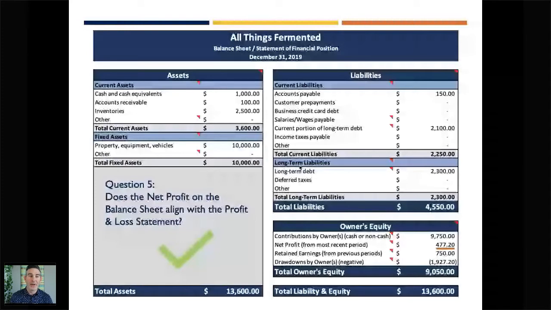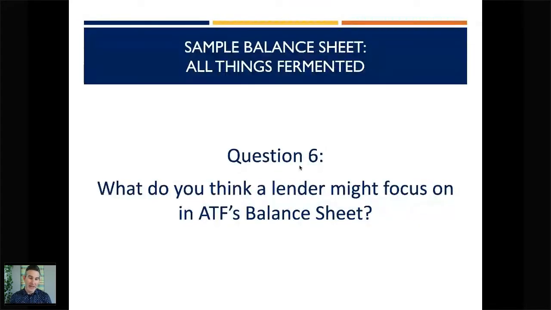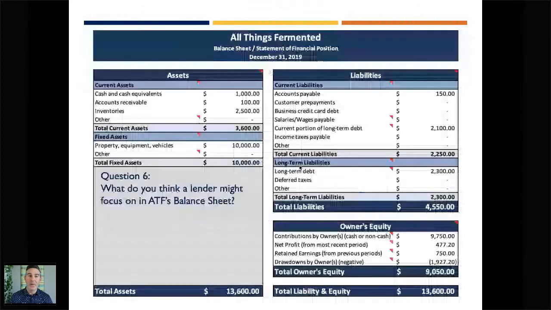Now, this question is not really one I would expect you to be able to answer, except maybe Caroline, who's on the lending team. But what do you think a lender might focus on in All Things Fermented's balance sheet? And we want to ask you this question just so you know, if you're applying for financing, you're probably going to have a conversation with the lender, and they're going to ask you a few questions. And so it's good for you to be prepared for what's coming.